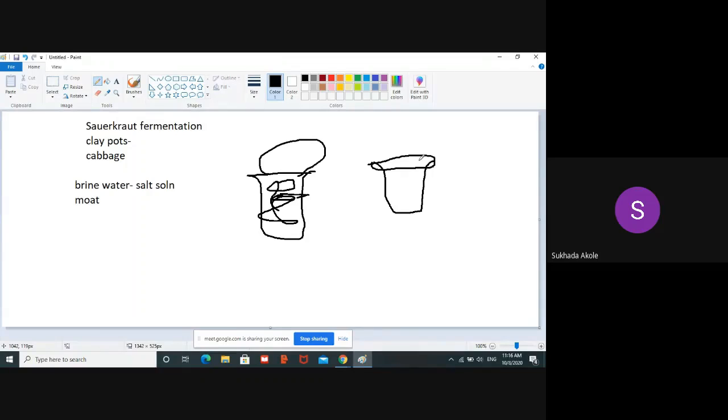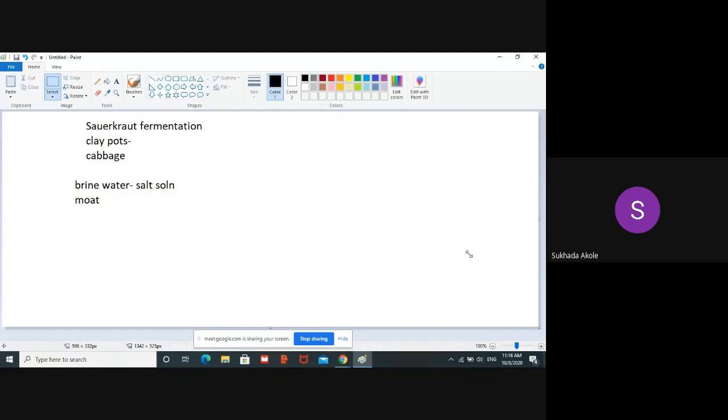Now, the question arises, why are we looking at this fermentation? We are looking at fermentation as the science where certain chemical changes take place in the food, making it healthier as compared to the earlier version. So how do I define this fermentation process?